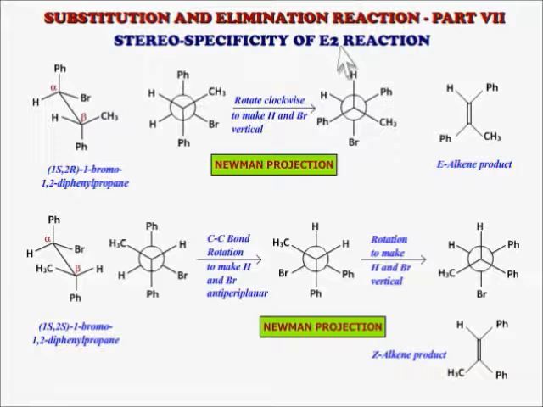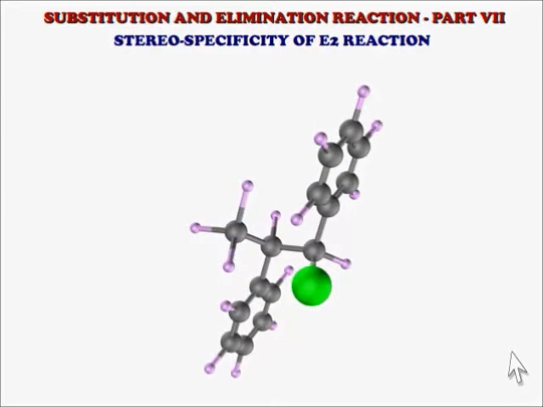Stereo-specificity of E2. Look at this substrate. This is 1-bromo-1,2-diphenyl propane. This is an optical isomer where both the alpha and beta carbon are chiral. Here is the ball and stick 3D model of the substrate.